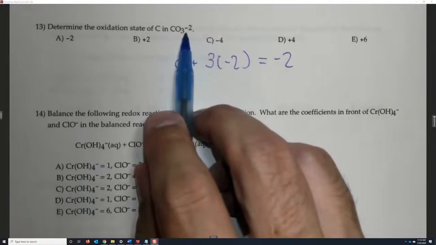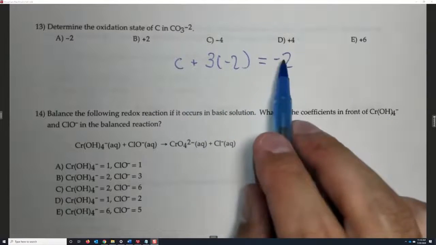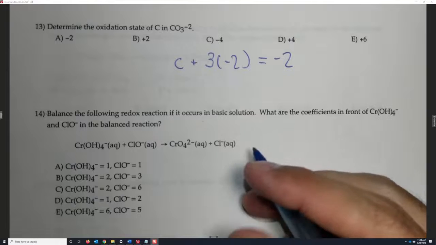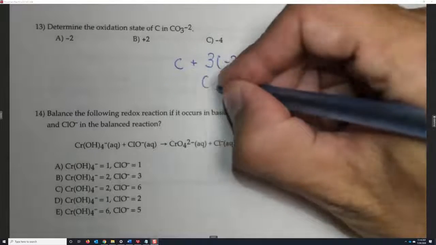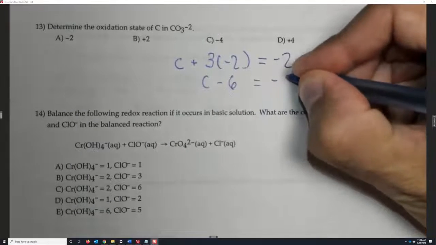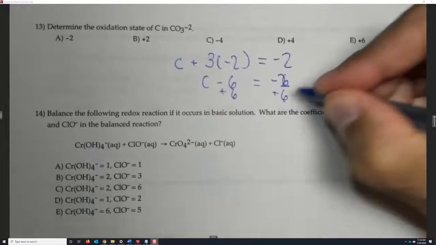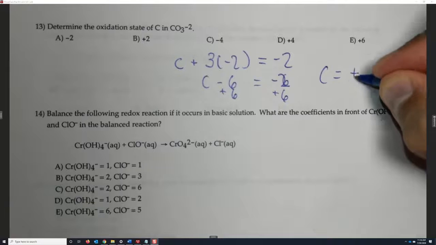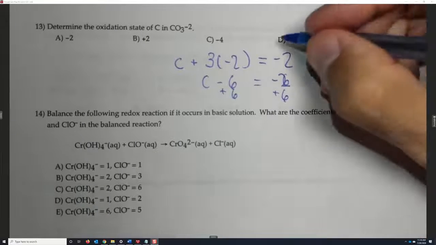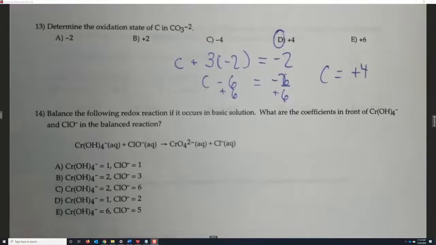is the overall charge on the species. These just happen to coincidentally be the same. They're not always the same, as you know. So carbon minus 6 equals minus 2. Whoops. Plus 6, plus 6. Carbon equals plus 4. So in this case, the oxidation state on carbon is equal to plus 4.